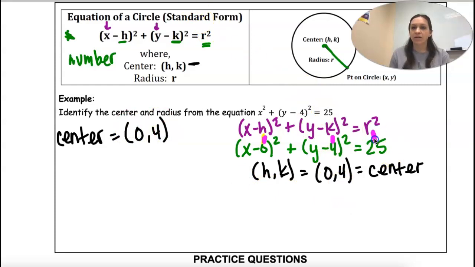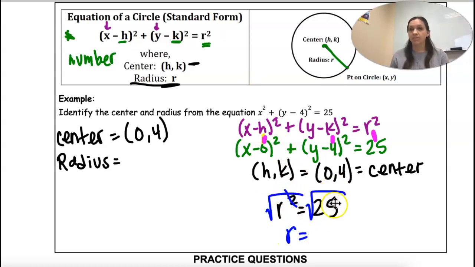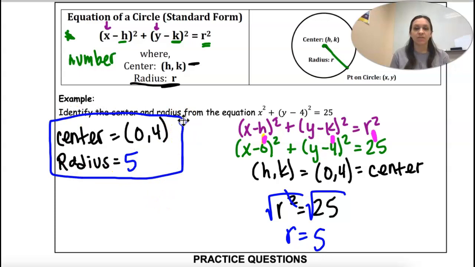Now let's look here. R squared is 25. Well, we just want r. The radius is just r. So how do we solve for r here? Think about what's the opposite of a square. Square root. And 25 is a perfect square. If you don't know this off the top of your head, that's okay, use a calculator. But the square root of 25 is 5. So radius is 5, center is (0, 4).